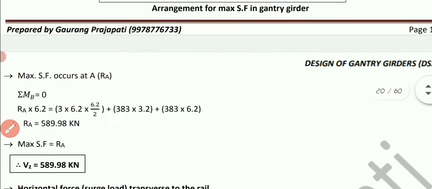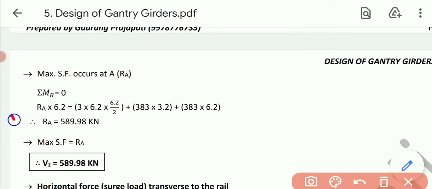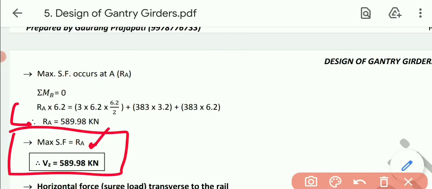See, I've done the same thing. RA into 6.2 equals UDL 3 into 6.2 into 6.2 by 2, plus 383 into 3.2, plus 383 into 6.2. So ultimately I will get the value of RA, 589.98. As per this arrangement, this will be the maximum shear force, RA, 589.98 kilonewton. So this is the maximum shear force requirement for us. We need to design a gantry girder which can resist this much maximum shear force.